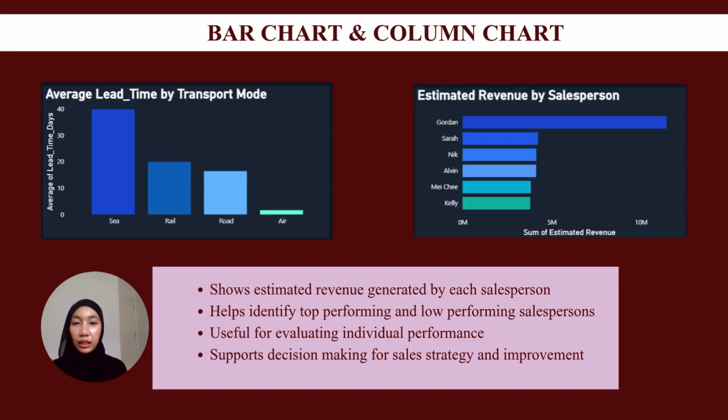Okay, thank you, Aifa. Now we move on to the next slide, which is the bar chart and column chart. This slide shows the bar chart and column chart visuals used in the dashboard. The visuals analyze estimated revenue by salesperson and average lead time by transport mode. These charts help users compare logistics performance more clearly and support better business decision making.